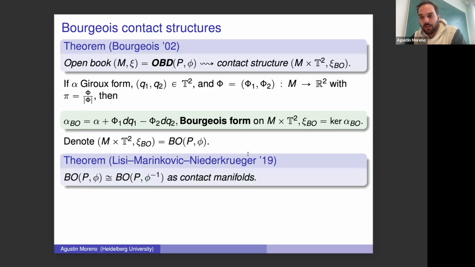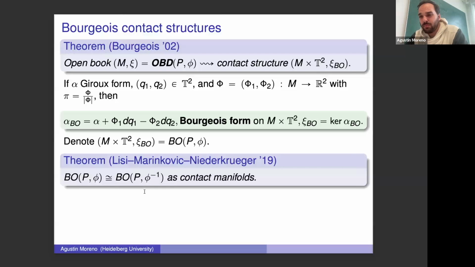But the observations that I will use in the proof are the following. First of all, there's a theorem by Lisi, Marinković, and Niederkrüger in 2019. They tell you a very funny property of these manifolds. They tell you that if you start with an open book and you invert the monodromy, then if you do the Bourgeois construction on those, you actually get contactomorphic manifolds. So they're isomorphic as contact manifolds.